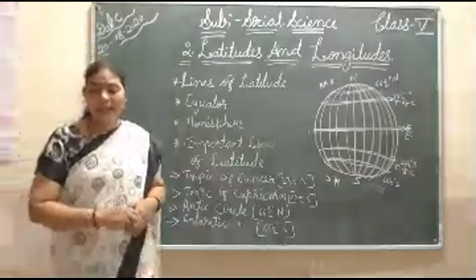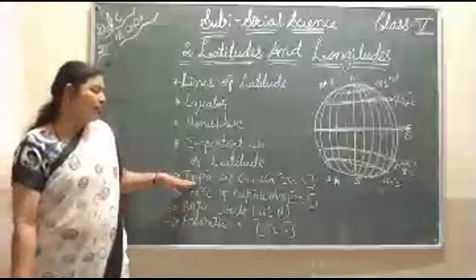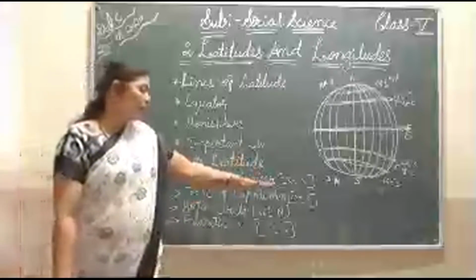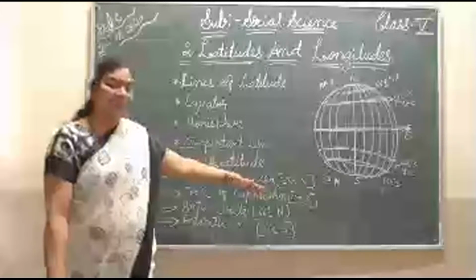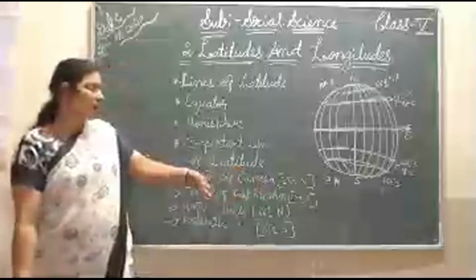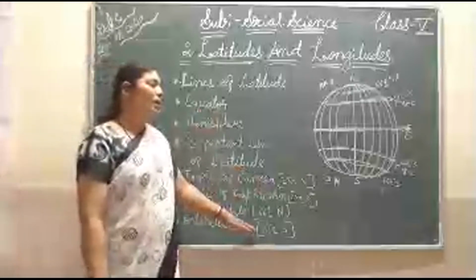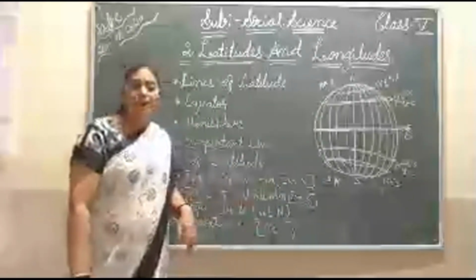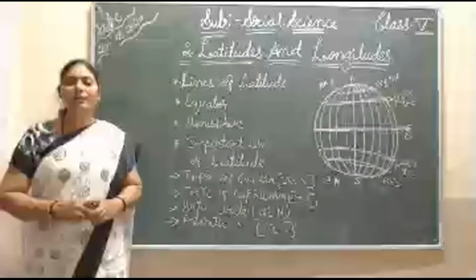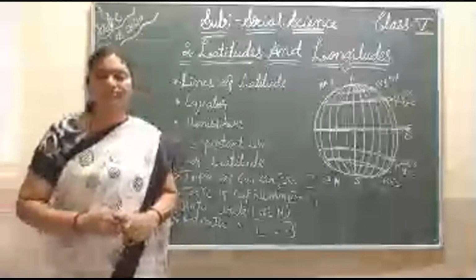Then again, in these 4 points: Tropic of Cancer, it will come at 23.5 north. Tropic of Capricorn, it will come in the south, 23.5 degrees south. Then Arctic Circle, 66.5 north. Then Antarctic Circle, 66.5 degrees in the south. So this much is your lesson. Class, I will tell you about longitude lines. Okay, you understood. Thank you, children.